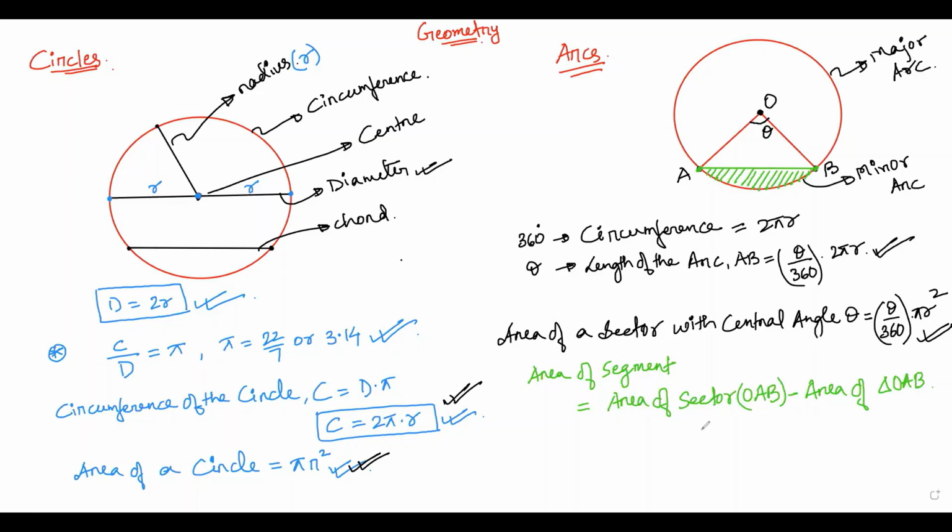We know the area of sector OAB can be written as theta upon 360 into pi r square, and the area of the triangle OAB can be found simply by using the formula for the area of a triangle, which is half into product of two sides into sine of the angle between them. Here, the two sides OA and OB are the radius of the circle, and the angle between them is theta. So the area of triangle OAB can be written as half into r square into sine theta. So the area of the shaded segment is theta upon 360 into pi r square minus half into r square into sine theta.